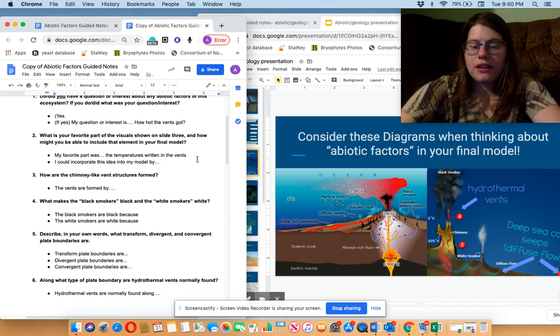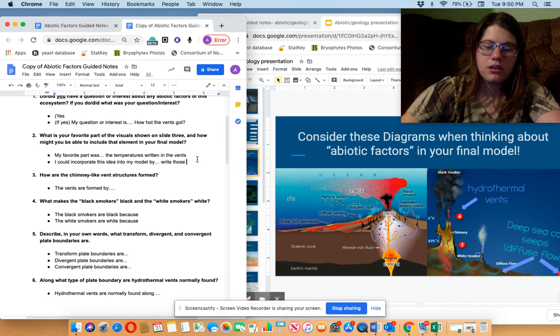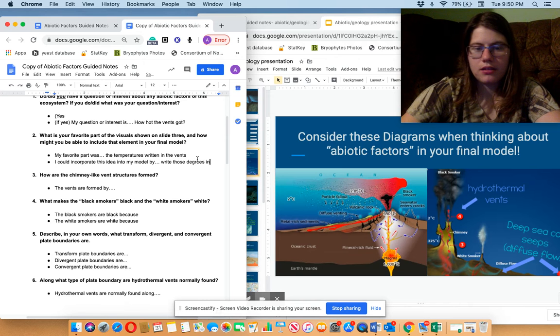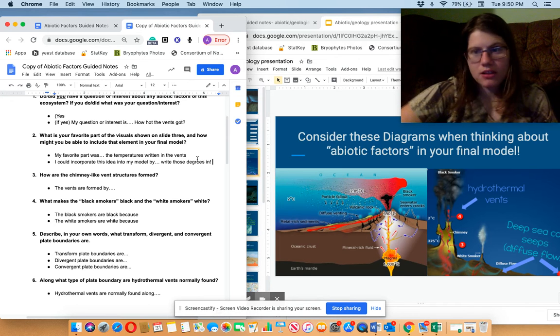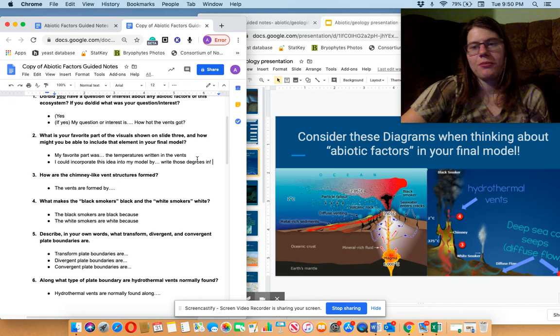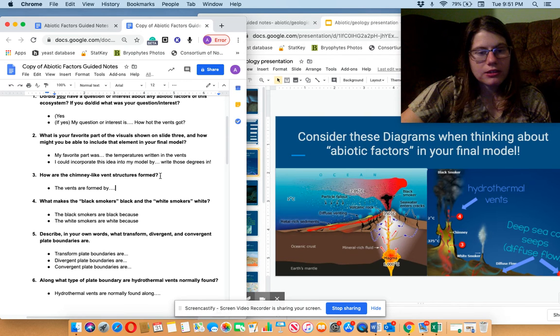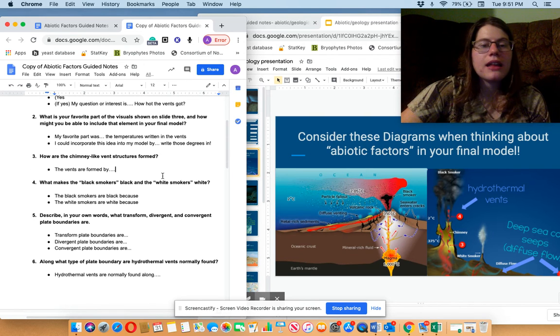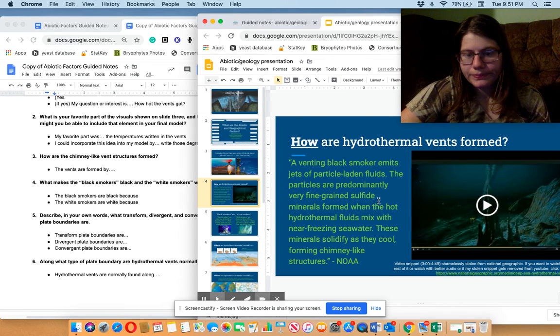So I could just write those degrees in. Something simple like that. And then do it in your final model if you have a plan, or you don't have to do it anyway. Let's go on to question 3 in the third slide. How are the chimney-like vent structures formed? So let's go over here.